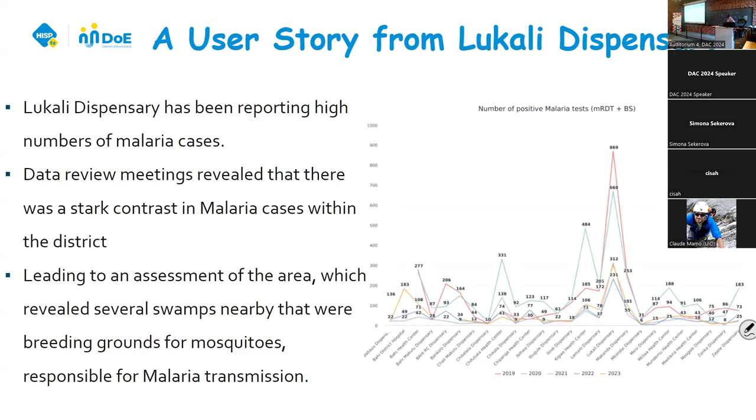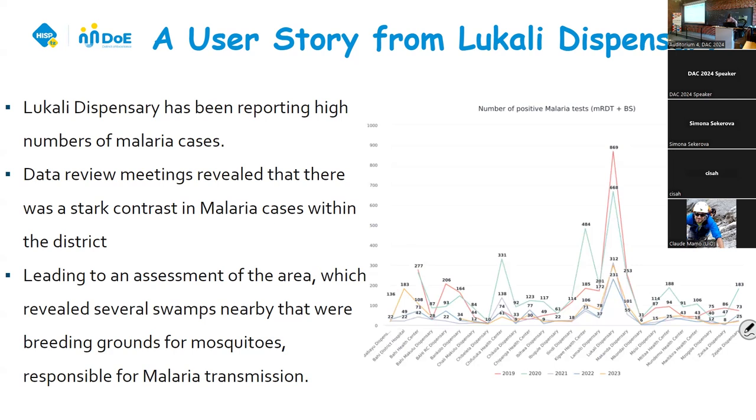Now, we have a user story because, as I said, we always say that there's a lack of data use, but first of all we need to understand what the existing processes are. When we were doing this study within the DOE, we came across a good user story, which we thought to share with you guys. This is coming from Lukali dispensary, a very small dispensary in rural Dodoma, Bahi District Council.